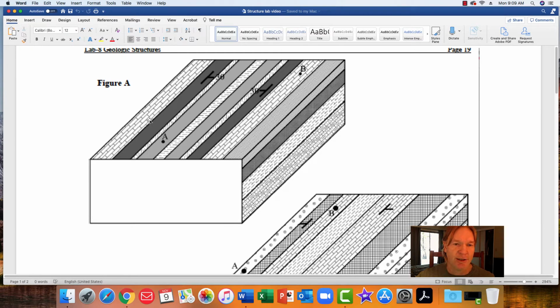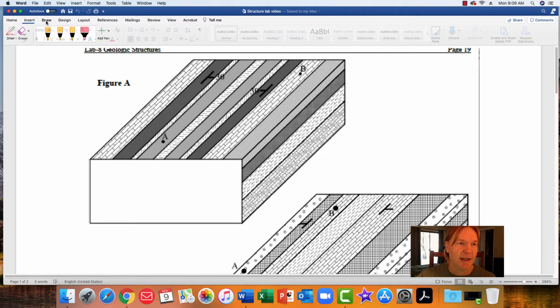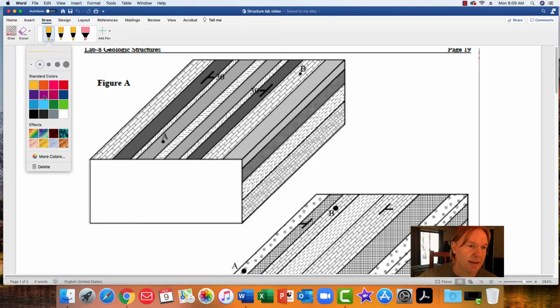So all I'm going to do now that I have the image in here is I'm going to go over here to draw, and I'm just going to select some kind of a pen here that's going to be used to draw in our structures. Actually, let's use yellow, orange, there we go. And this looks pretty good. So let's just start with the basics here.